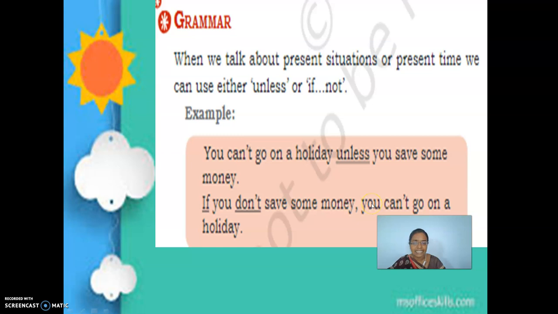If plus not has been changed to unless over here. See, the sentence is just reversed. The second part of the sentence is coming as the first part over here and the first part of the sentence is coming as the second part over here. But this word if plus this don't is converted to unless. That is why they have underlined it in your workbook.